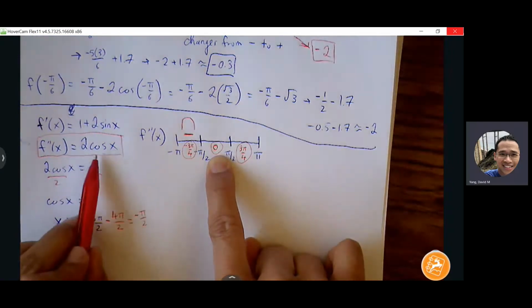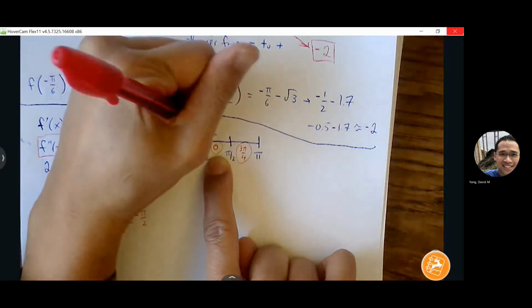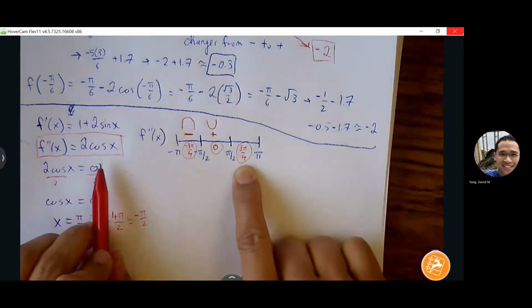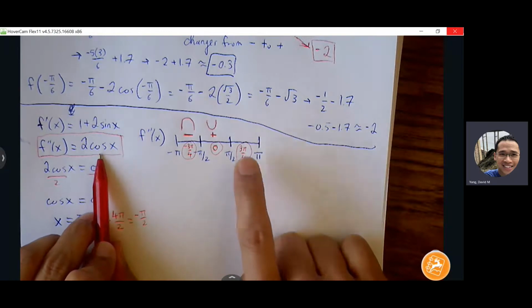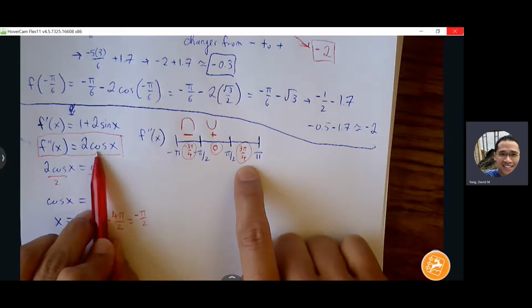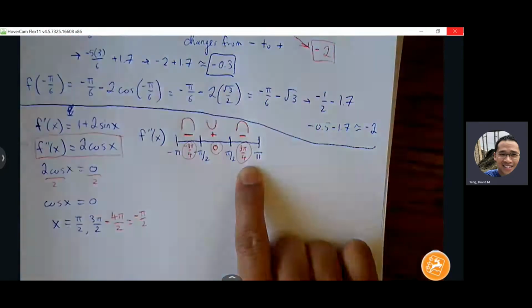Okay, moving on to 0. Cosine of 0 is 1, so that's positive. Cosine of 3 pi over 4, that's the second quadrant. Cosine is negative in the second quadrant. 2 times negative root 2 over 2. So concave down.